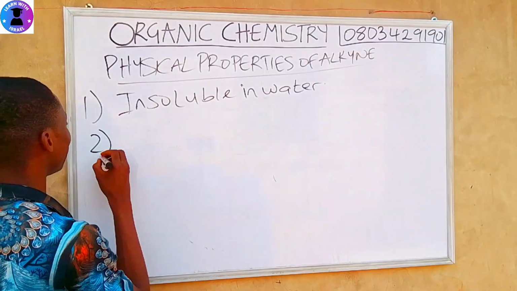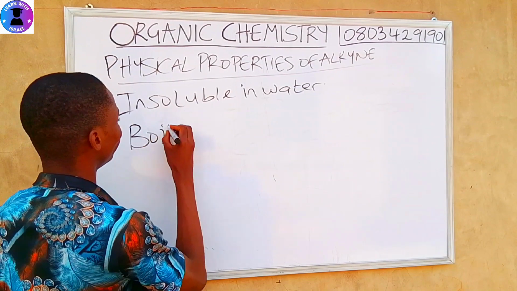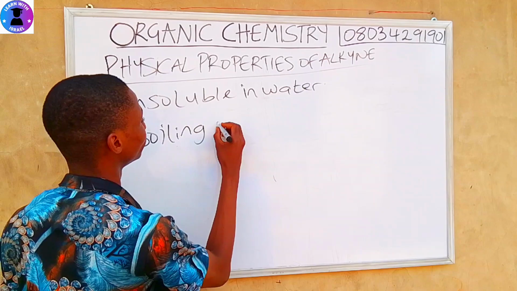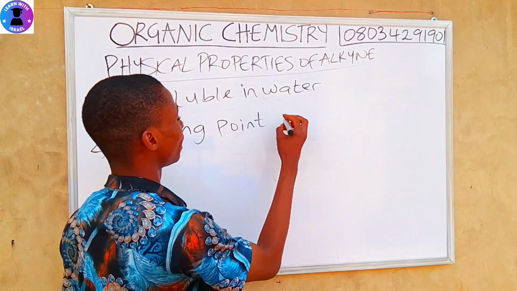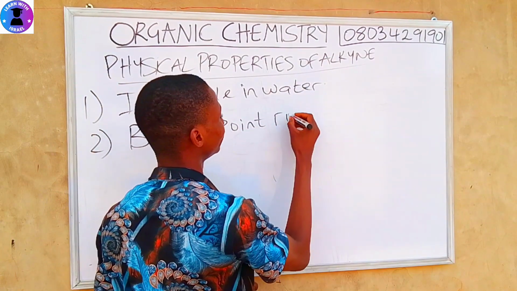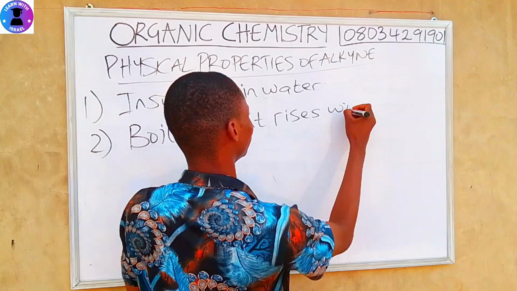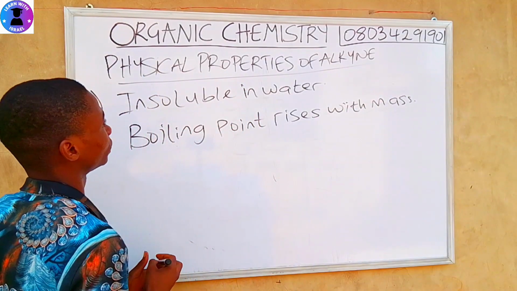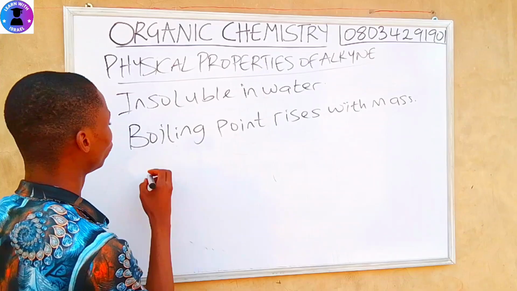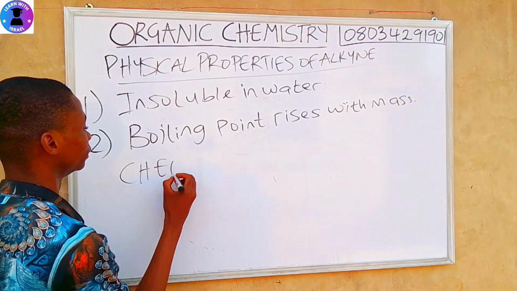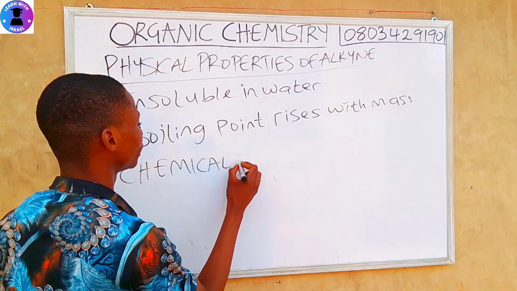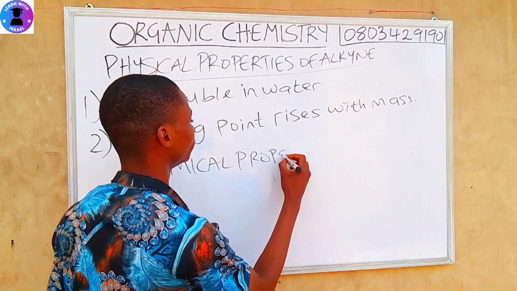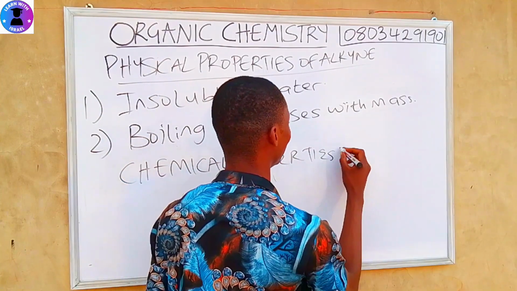The next one is boiling point. Boiling point of alkyne rises with mass. Boiling point rises with mass. So now let's move to the chemical properties of alkyne.